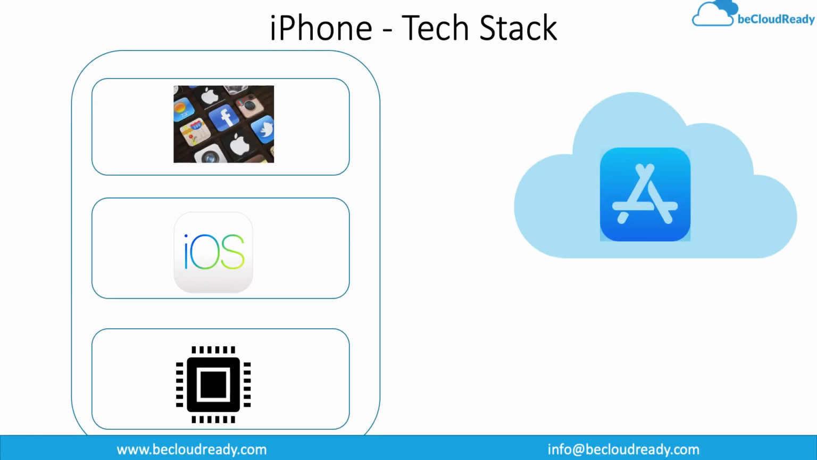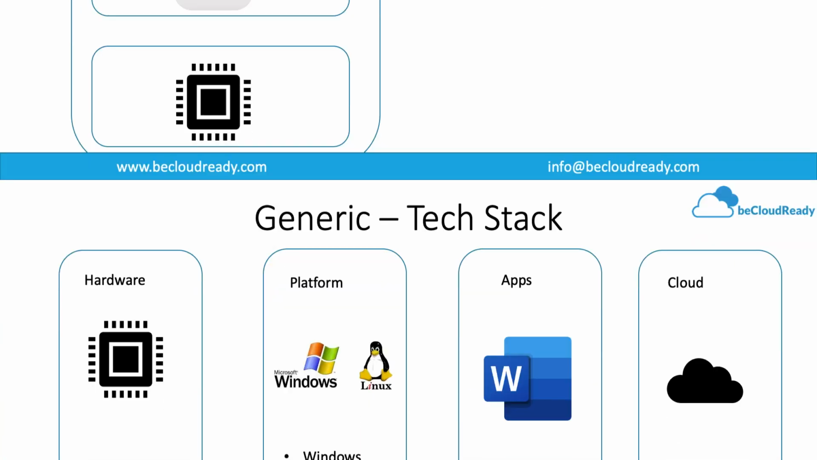So let's take the iPhone tech stack again. If I want to put the iPhone tech stack in a very logical fashion, at the bottom it is the hardware. Then you have a special software called iOS which controls the hardware, and using those iOS APIs you are able to develop applications which end users can use. And all these applications are stored in a cloud on an app store. So this is a good example of a cloud as well.